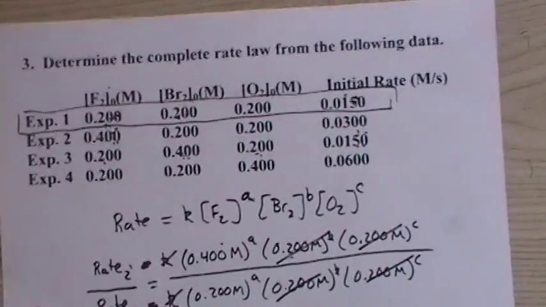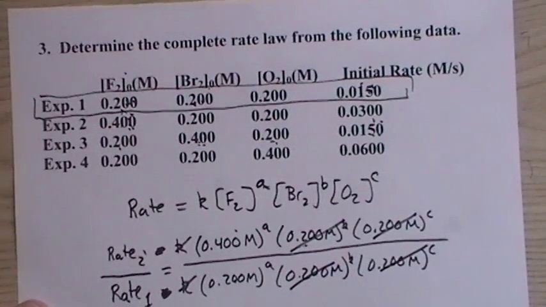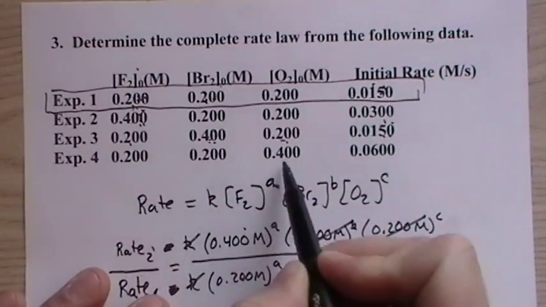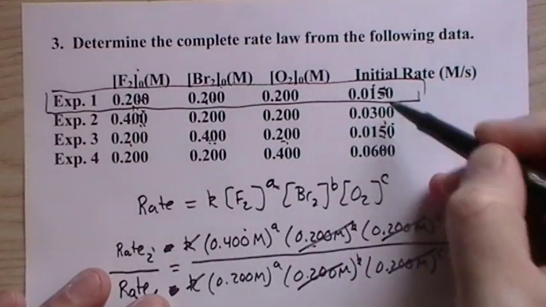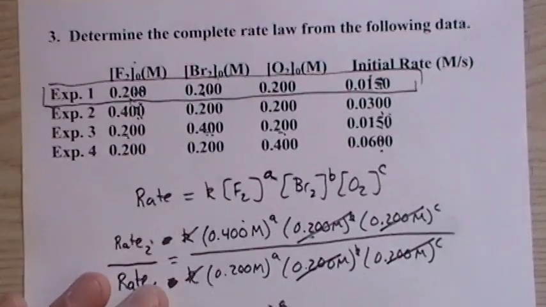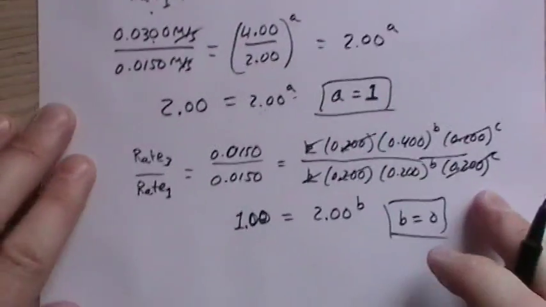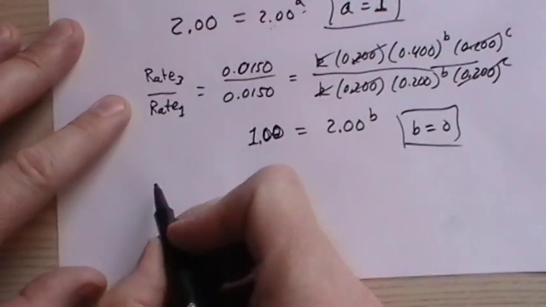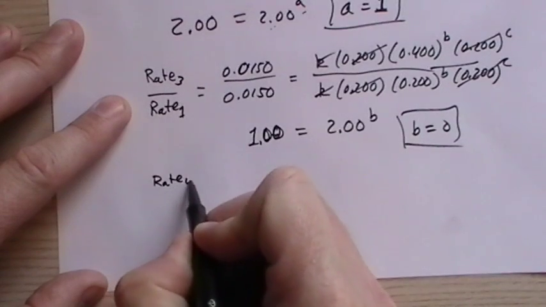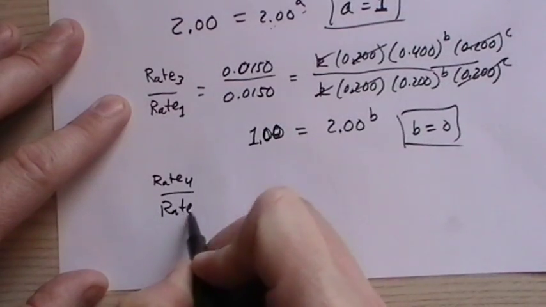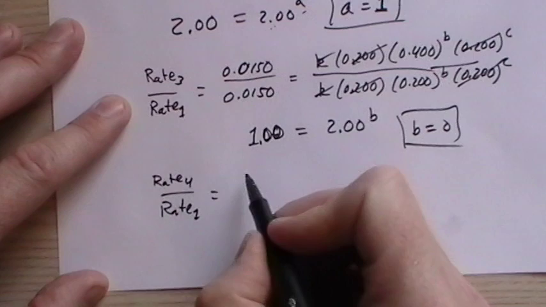Now let's look at, so we know what B is now, it's 0. We have, when we double oxygen, the rate goes up 4 times. That means that C is going to be equal to 2. But let's do it out. The rate is for 4. We're rate 1.